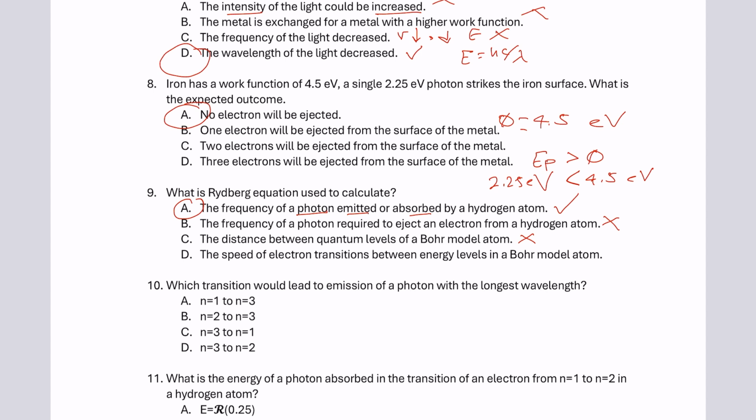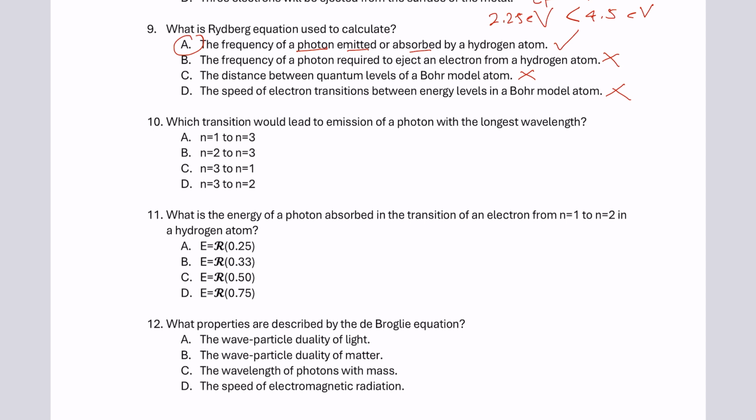So C is incorrect. D says the speed of electron transitions between energy levels in a Bohr model atom. This statement is incorrect because the equation does not describe the time or speed of transitions, only the energy or frequency of the emitted or absorbed photons. With that being said, the correct answer for problem 9 is A.